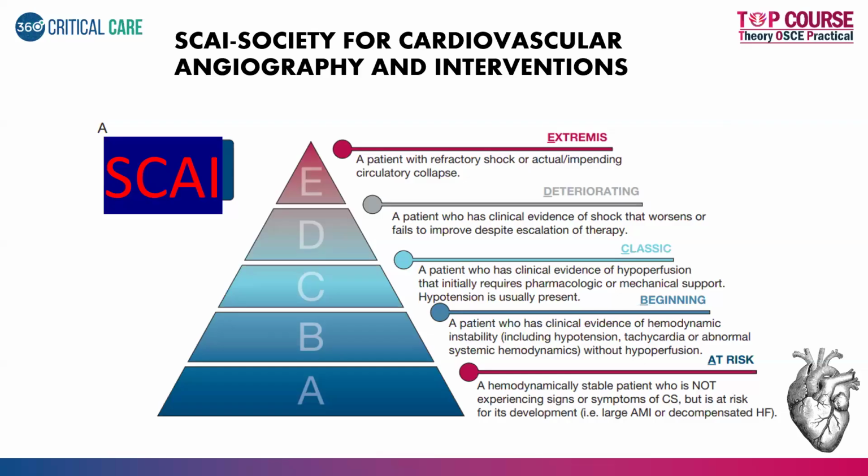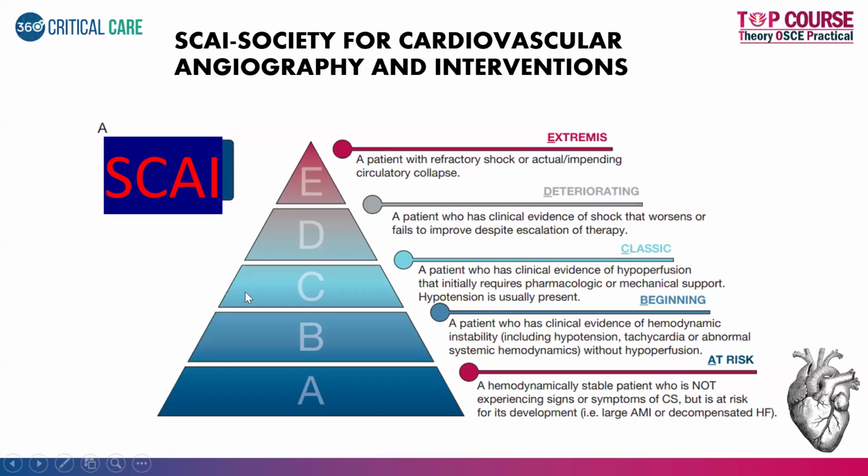So if a patient has a cardiac event or has a cardiac disease, but is hemodynamically stable without experiencing any signs or symptoms of shock, then he comes under stage A, a patient who might be at risk. If the patient has no signs of hemodynamic instability, but has hypotension only, then the patient gets classified as B, or beginning. Here, what is to be noted is there will be hypotension, but there is no hypoperfusion. Classic, stage C, is where the patients have significant hypoperfusion.